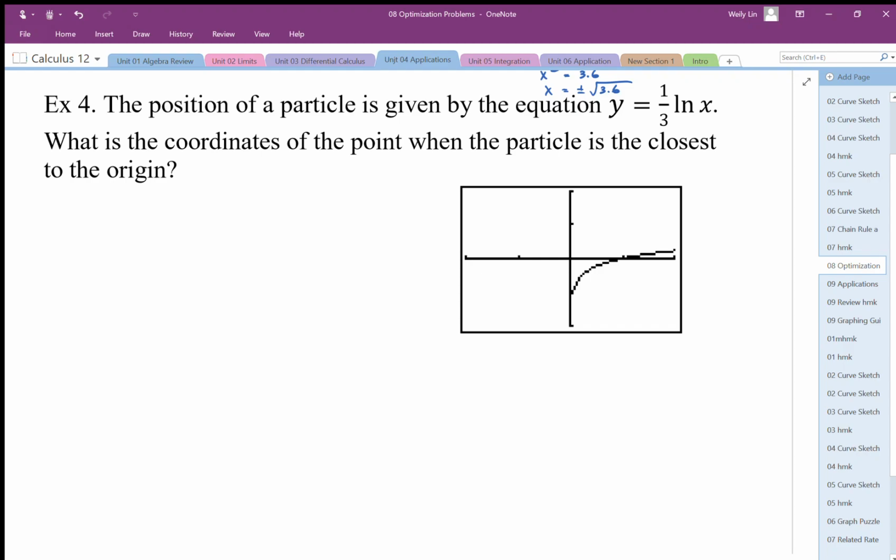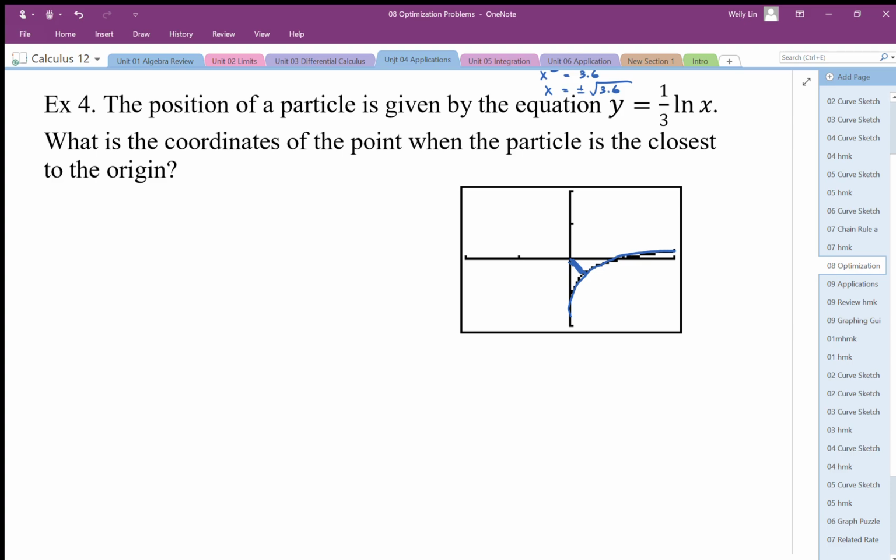Okay, so imagine a particle going along this log curve. It's kind of moving along there. And at some point, it's going to be the closest distance to this origin. So we want to find where it is going to be the closest distance to that origin.